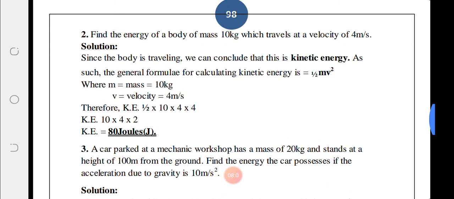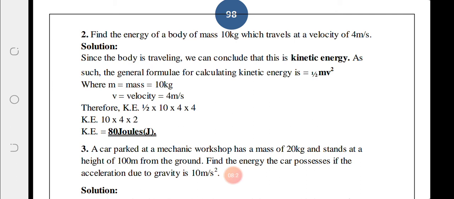Do you get? So for this question, they're asking us to find the energy of a body. The energy we are looking for here is the kinetic energy, so the formula we'll be using is half mv squared. They've given us our m, the mass, 10 kg. Your mass is always in kg, and your velocity is always in meters per second. So they've given you everything.